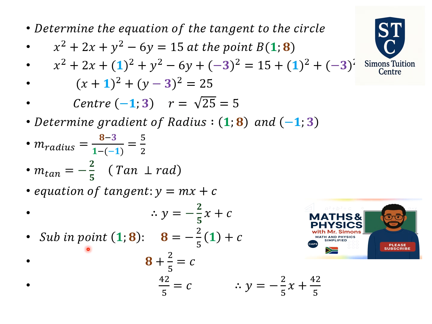So according to this, x is 1 whilst y is 8. 1 times anything stays the same. So if I take minus 2 over 5 over, it becomes plus 2 over 5. 8 is the same as 40 over 5. So 40 plus 2 then gives me 42 over 5. And therefore my equation is y equals minus 2 over 5x plus 42 over 5.